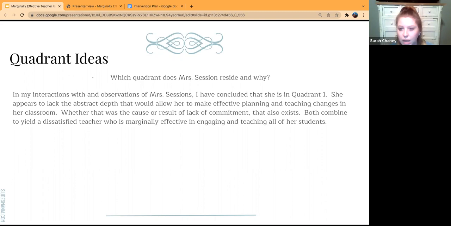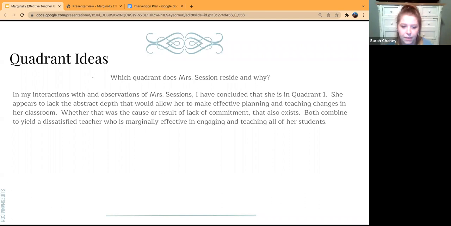For quadrants, we kind of went back and forth between quadrant 1 and quadrant 3. We like quadrant 1 because she didn't have lesson plans. She seemed to have limited tricks in her bag when she got frustrated with the students and just had them work out of their textbook, which is what they usually did to begin with. And then it stated in the scenario that she was unwilling to change her instructional practices, and then that she has low commitment.